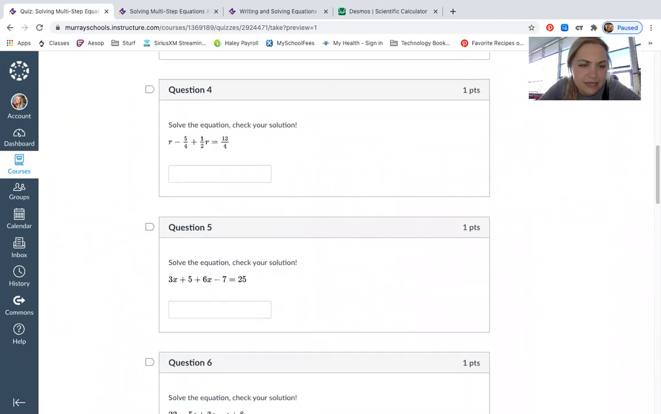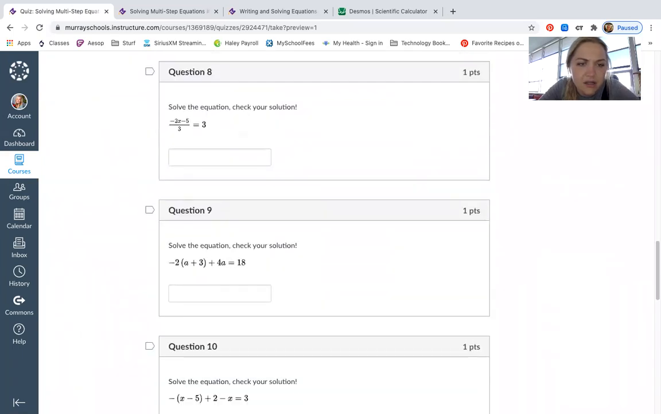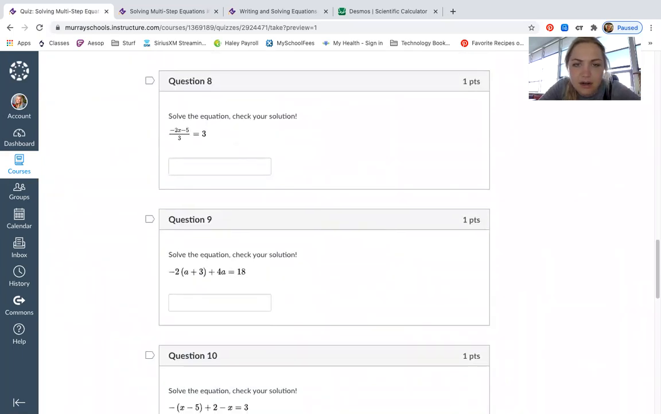I'm actually going to slide down to problem number 8. All right, on problem number 8, let's begin. I'll write it down. I've got negative 2x minus 5 divided by 3 equals 3. Now, the first thing that I want to do when I solve this is get rid of this 3 on the bottom, because then I can access those numbers and subtraction and stuff on the top.